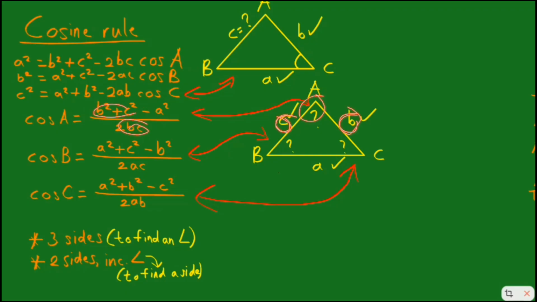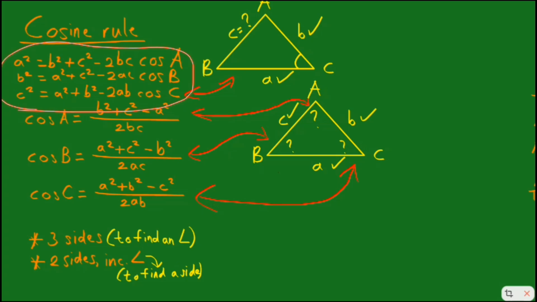The same thing goes with B. Side A and side C, they have to be positive as part of the numerator, and they also have to be a product as a denominator. Same thing with C. You use these formulae when you're looking for sides.